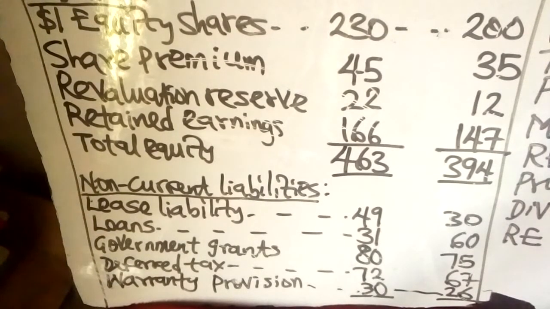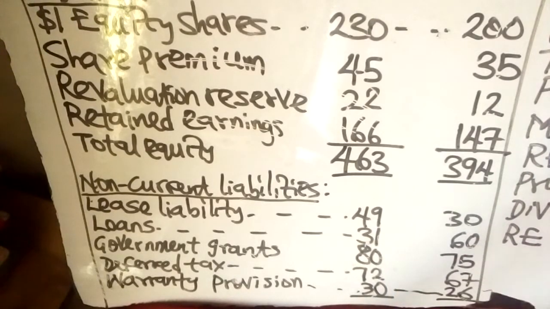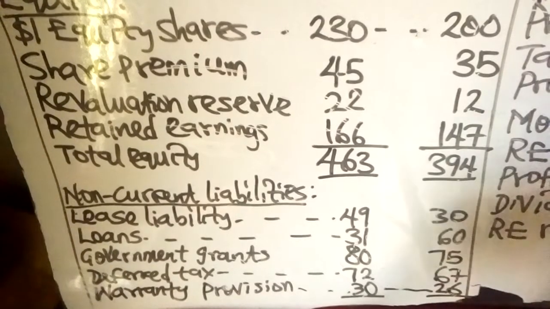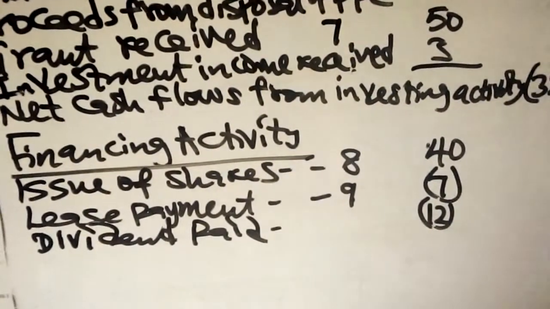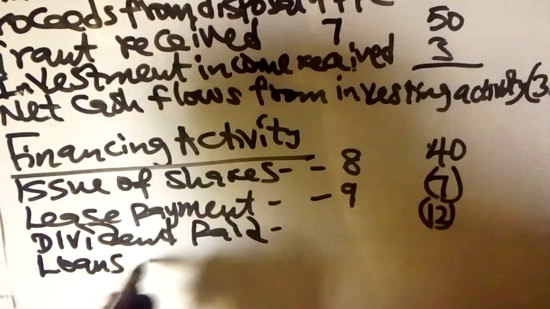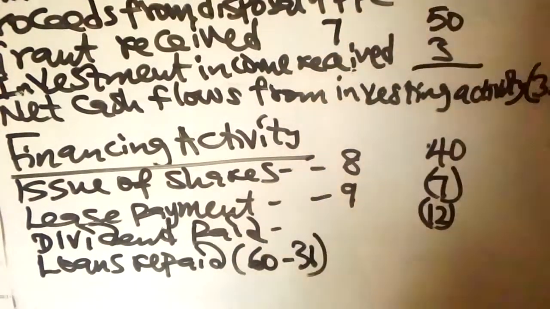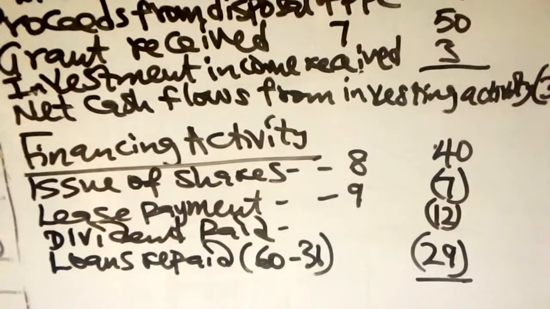Then we are also given loans of 16 in the closing and 31 in the opening. That means the difference represents, since it reduces from 60 to 31, because 31 is the closing and 60 is the opening, that a certain amount has been repaid, which is the difference. So loans repaid: the difference between 60 and 31, which is 29. Repayment is an outflow.